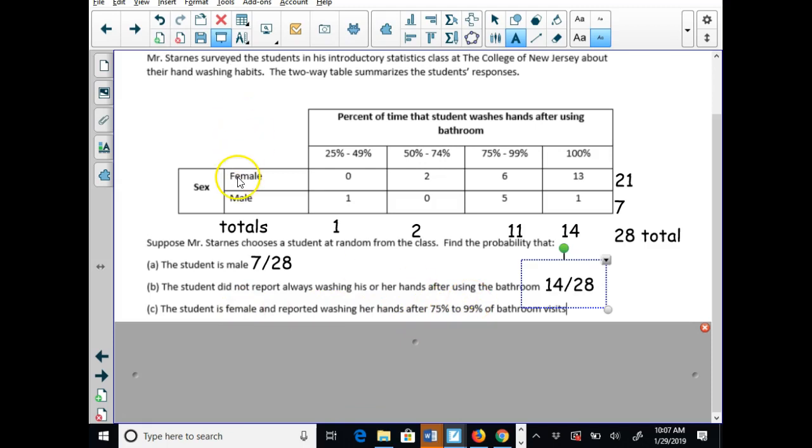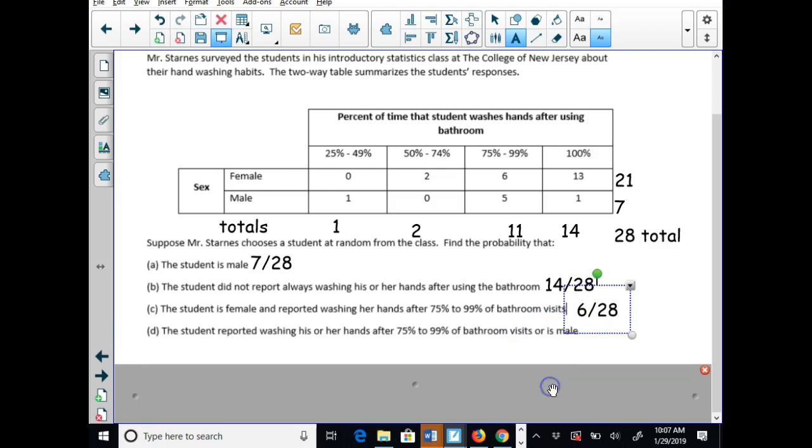So where is that? Well, females are here. 75 to 99% of the time is here. So there's 6 people who are females and also wash their hands 75 to 99% of the time. That was our success. 6 of them out of 28.